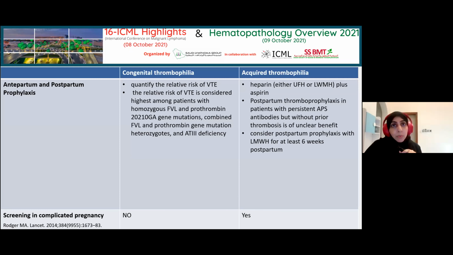Now, for congenital and acquired, there is a difference in terms of antepartum and postpartum prophylaxis with anticoagulant. For congenital thrombophilia, you have to quantify the relative risk of VTE, which is considered to be the highest among those patients with homozygous factor 5 Leiden, prothrombin G, or combined heterozygous factor 5 Leiden and prothrombin gene, plus antithrombin 3 deficiency. And according to the relative risk, you decide whether or not to use prophylactic anticoagulation.